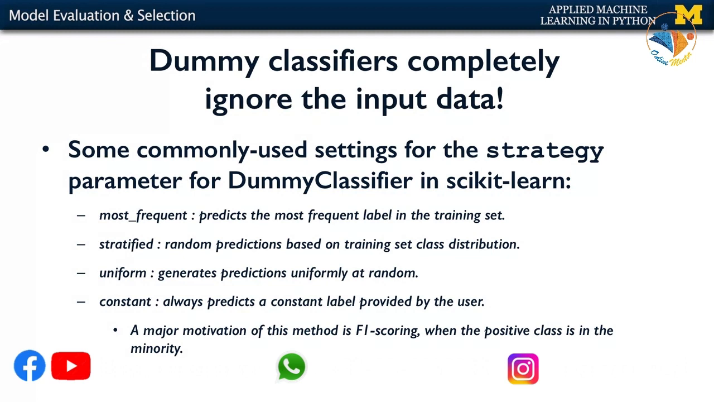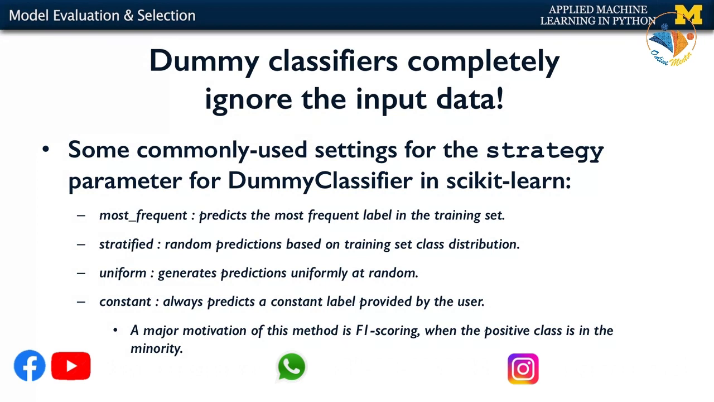Finally, the constant strategy can be useful when computing some metrics like F-score, which we will cover in a few minutes. Well, why is that? Well, when we have a binary classification task where the most frequent class is the negative class, it turns out that using the most frequent strategy will never predict the positive class and will never be able to count the number of positive instances that are correctly predicted. And so the overall count of such positive correct predictions will be 0.